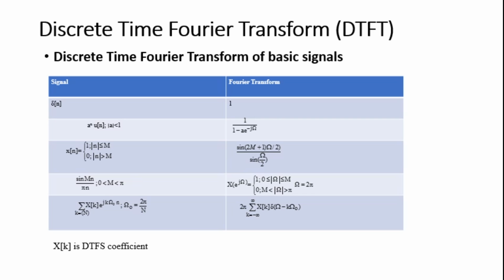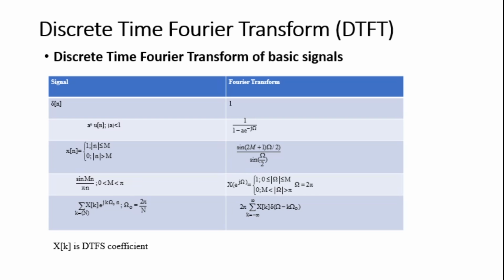Next, we are going to discuss the discrete time Fourier transform of basic signals. For the signal x of n equal to delta of n, the Fourier transform is 1. For the signal a to the power n into u of n, where mod of a is less than 1, the Fourier transform will be 1 divided by 1 minus a into e power minus j omega.